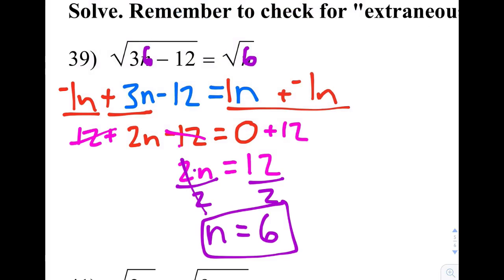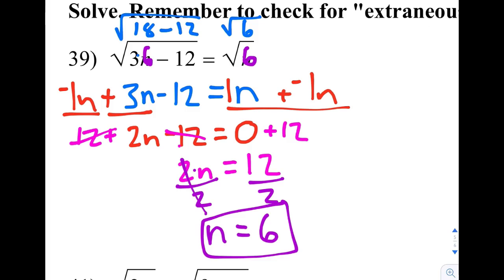So I have 3 times 6 is 18 minus 12, and that's all under a square root. And on the other side, I just have the square root of 6. Well, 18 minus 12 is 6, positive 6. So the square root of positive 6 on the left is going to equal the square root of positive 6 on the right.